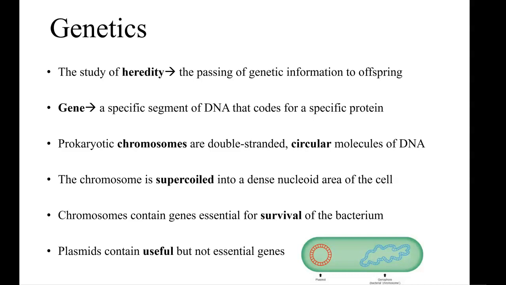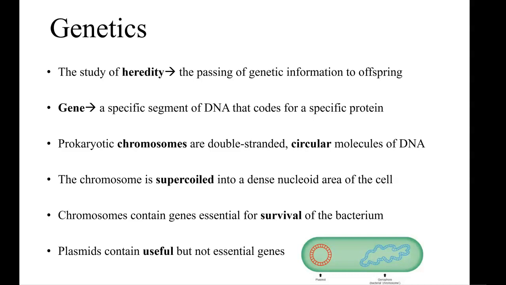Now, we know that prokaryotic cells are different than eukaryotic cells. They have a circular chromosome, so they don't have linear chromosomes. Humans have 46 chromosomes, or 23 pairs. Bacteria have a circular chromosome, and some bacteria can have plasmids. Plasmids contain useful genes. I call them nice to have genes or accessory genes. They are not going to contain necessary information for the survival of that bacteria. That's going to be contained on that circular chromosome. So not all bacteria will have plasmids.